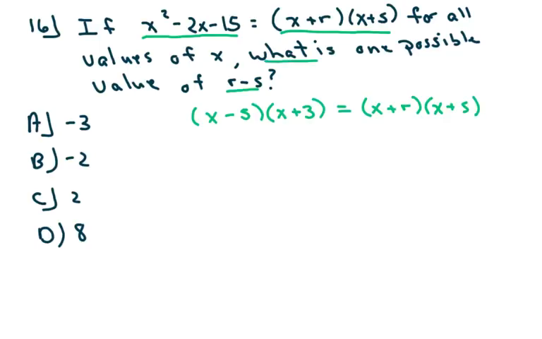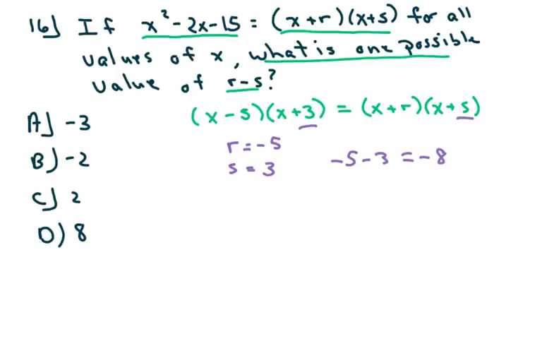Okay, so we want one possible value. Remember, we could have switched this around and put the x plus 3 first. So let's do it this way first. If we do it this way, we get r is negative 5, and s equals 3, I'm sorry, I knew I was writing it down twice. So s would be 3, and so that would be negative 5 minus 3, which is negative 8. Well, we don't have an answer choice for that.